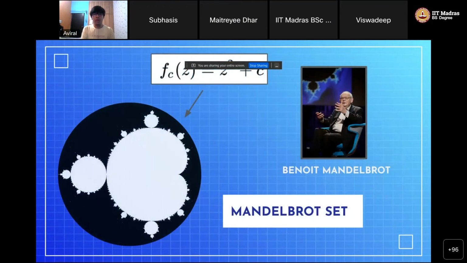So now I'm going to talk about what this is. This is a complex number, but what is the role of a complex number in a fractal? This is called a Mandelbrot set. It was given by Benoit Mandelbrot. But why is this Mandelbrot set important? I'm just going to show you.